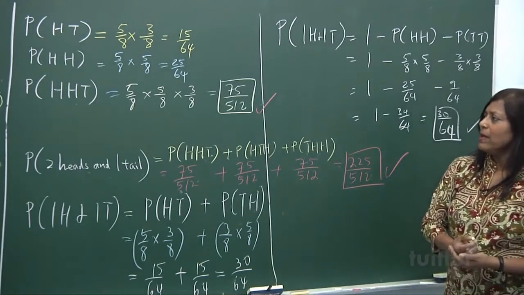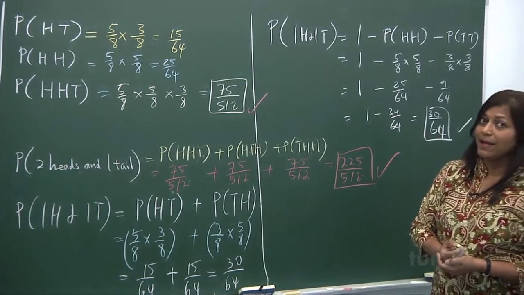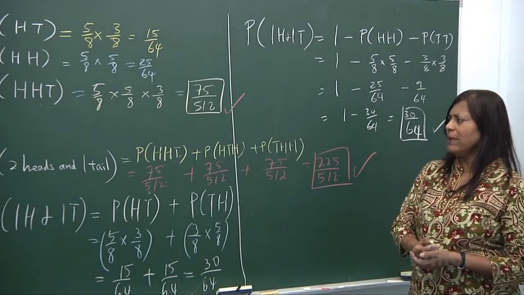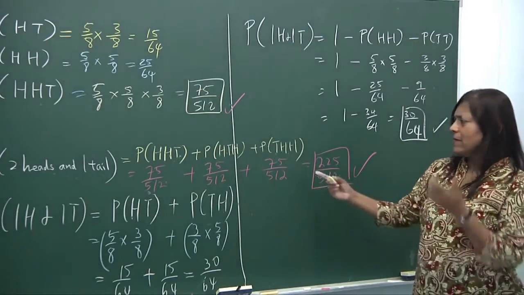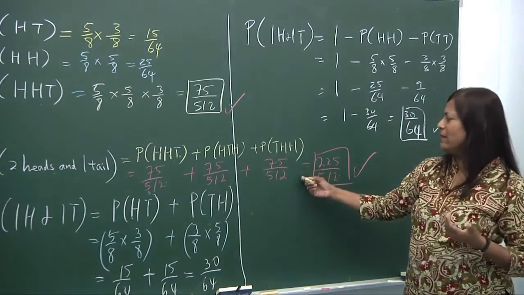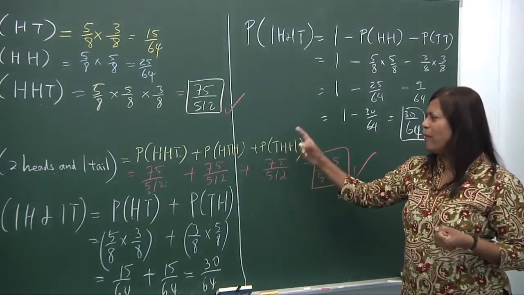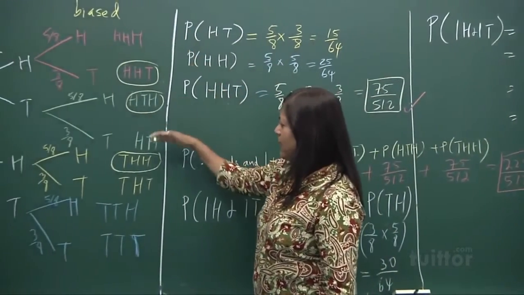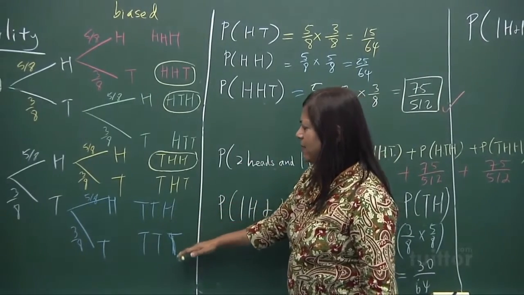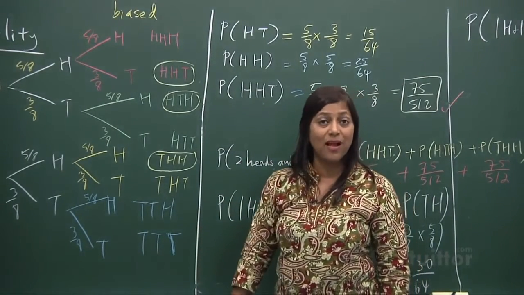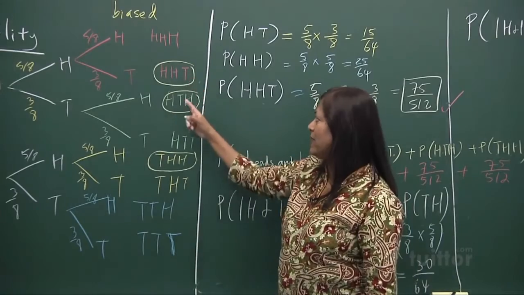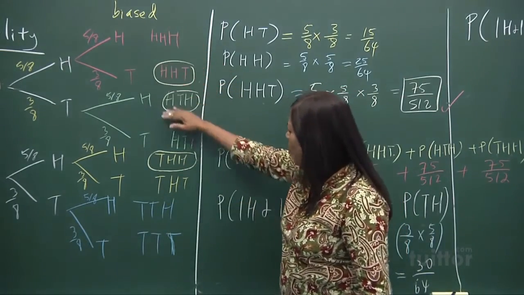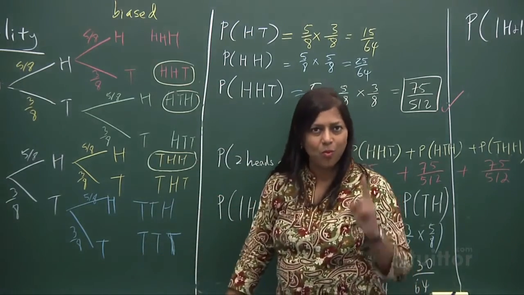Now, got it? Are you clearer now? Now I just want to add a little bit more. If you want 2 heads and 1 tail, you can look at all the options: 1 whole minus all the others. If you take 1 whole, minus this, minus this, minus this, minus this, minus this, it will also give us that answer of getting 2 heads and 1 tail, because the total outcome of all these adds up to 1 whole.